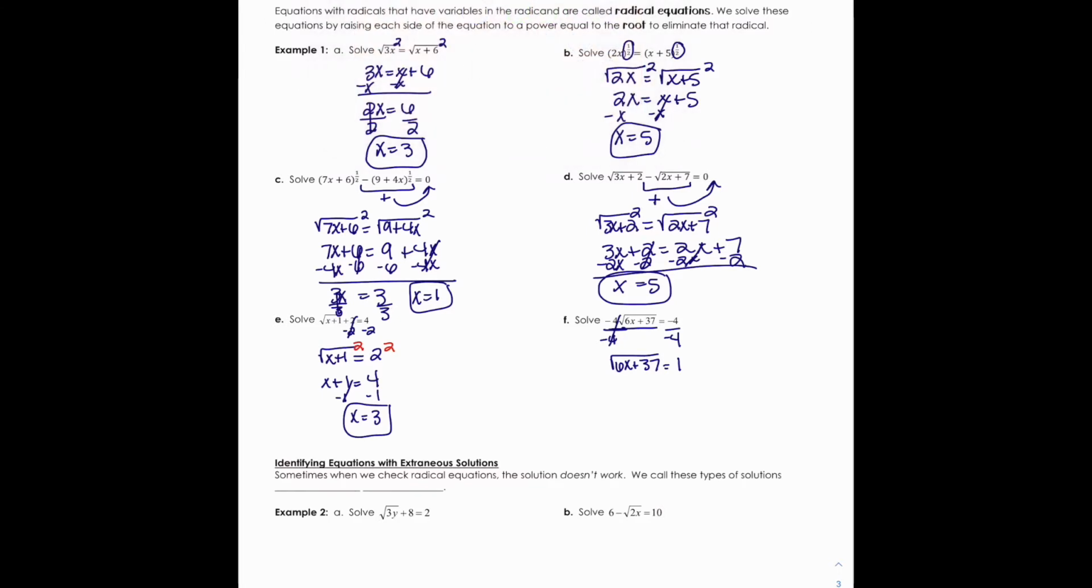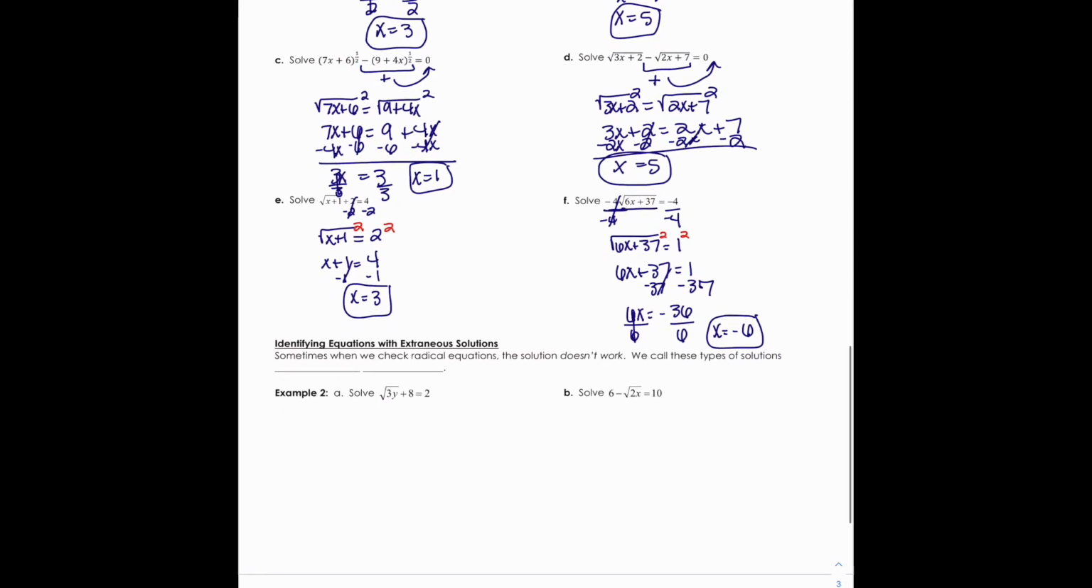So now when I square both sides, I'll get 6x plus 37 equals 1, because 1 squared is just 1. If I subtract 37, I'll get 6x equals -36. Divide by 6, and x equals -6. Okay? All right, so identifying equations with extraneous solutions.